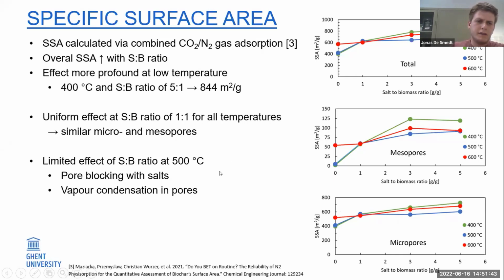And we attributed this to the fact that the salts not only enhance the pore formation, but also block the pores. And when we are at 500 degrees Celsius, we had the most condensable liquids that are produced. It can be difficult for these liquids to get released from the pores or to pass by these salts that are blocking them. And these can condense in the pores itself, thereby limiting the development of our surface area.